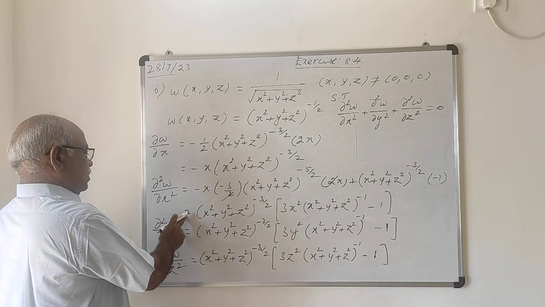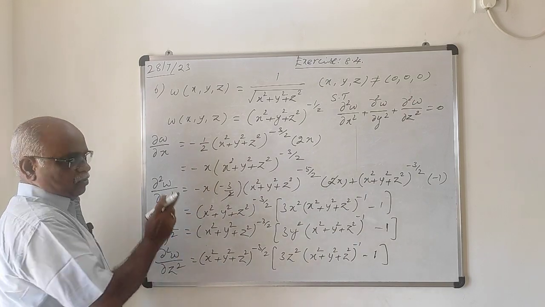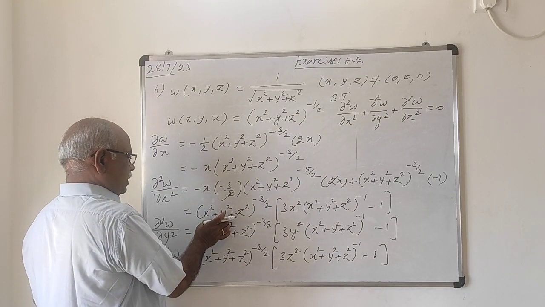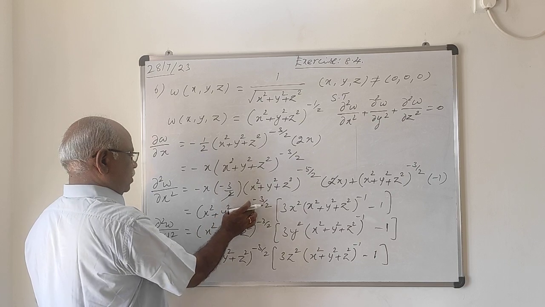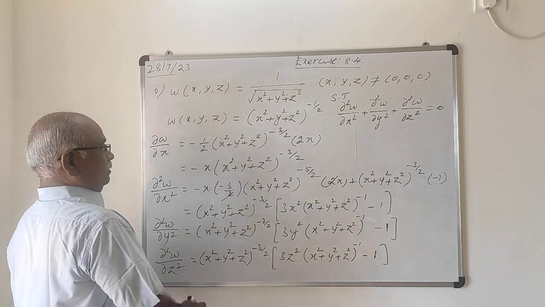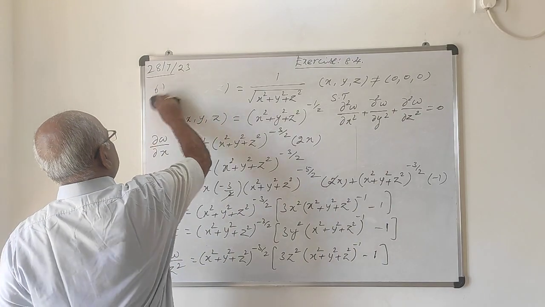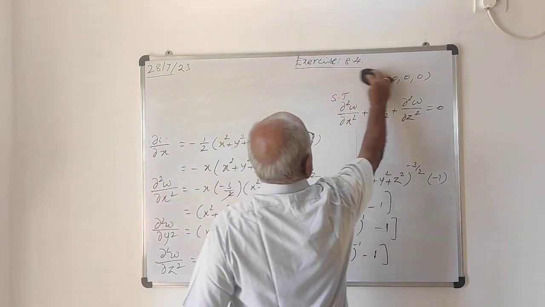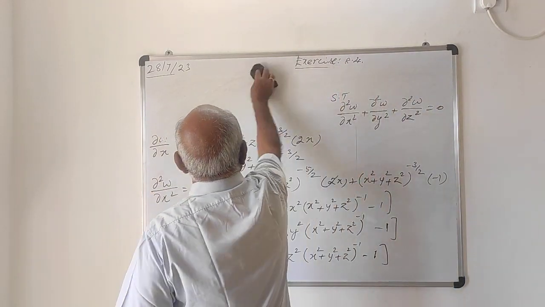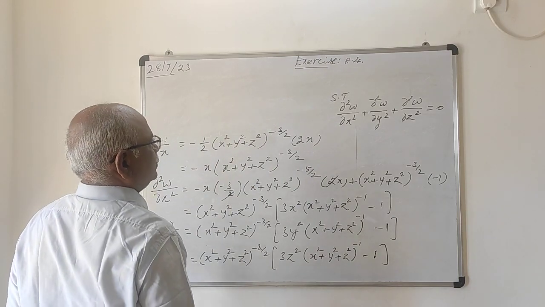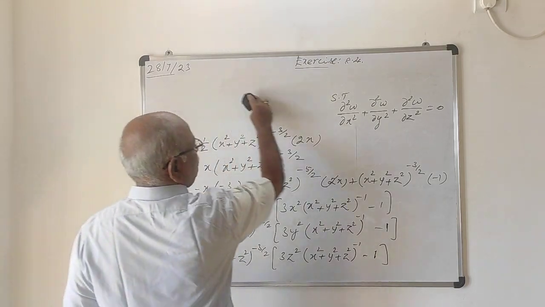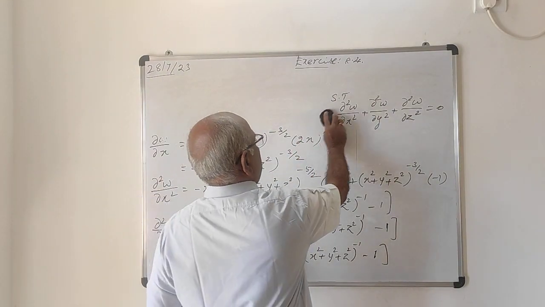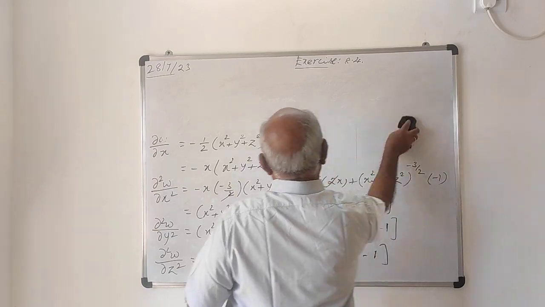∂²w/∂x², ∂²w/∂y², ∂²w/∂z². Adding these three, in all the three terms you will get (x² + y² + z²) to the power minus 3/2 as a common term. We have to prove that ∂²w/∂x² + ∂²w/∂y² + ∂²w/∂z² is equal to 0. We have to prove that step. We will see one by one.